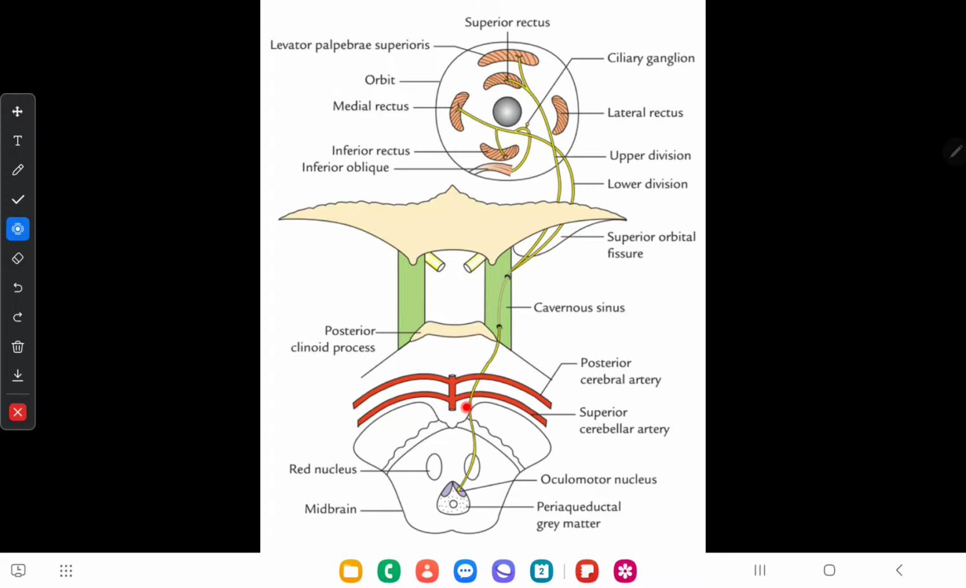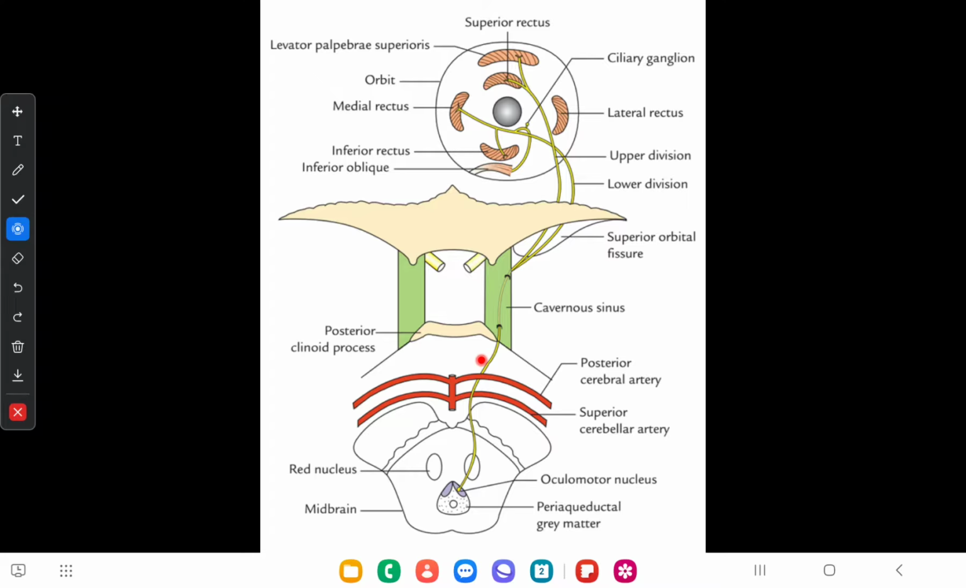When we talk about the intracranial course of the oculomotor nerve, in its subarachnoid course, the oculomotor nerve lies between the posterior cerebral artery and the superior cerebellar artery. It is also in close relation to the posterior communicating artery. So imagine if an aneurysm occurs in any of these arteries, it can block the nerve pathway or damage the oculomotor nerve.